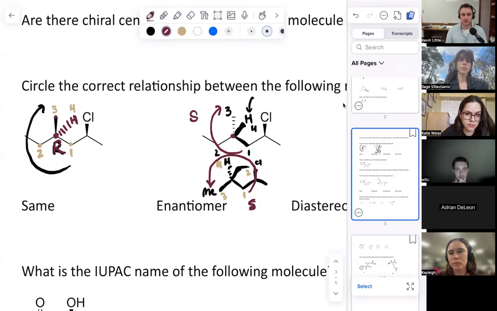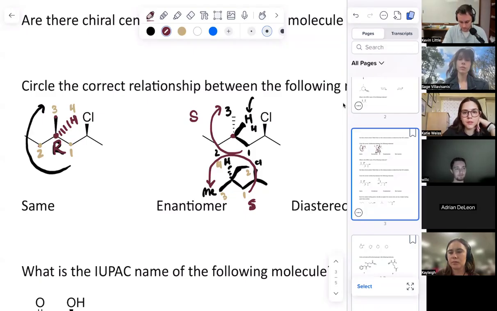But the reason that it's different is because of the orientation of the wedge and dash on the hydrogen. That's actually what we're doing. We're trying to define these chiral centers as one or the other because they look very similar, but they function differently. If you go back to what I was telling you about drug molecules, if this was a drug, one of these would work for its intended purpose and one of them wouldn't. So it's important that we know they're different molecules.